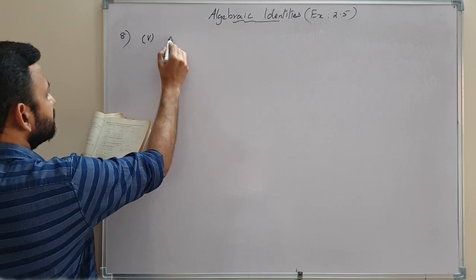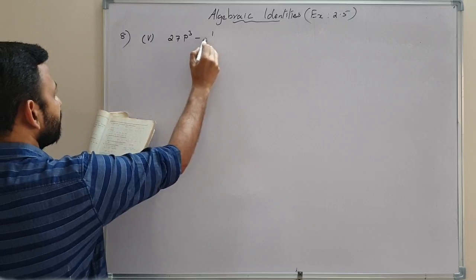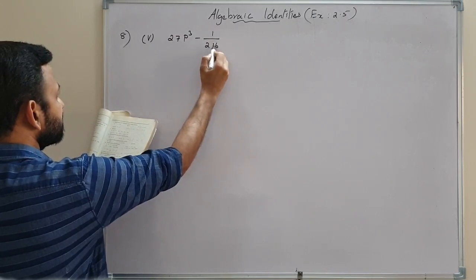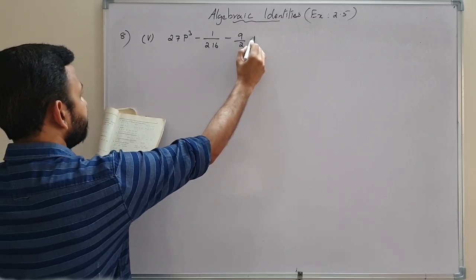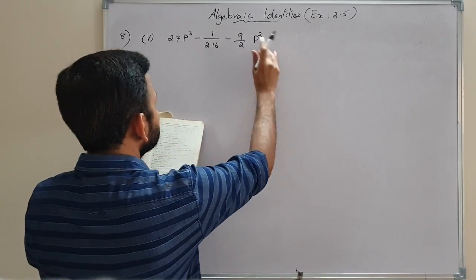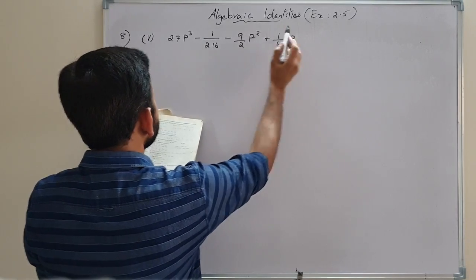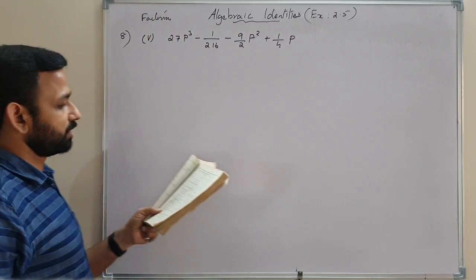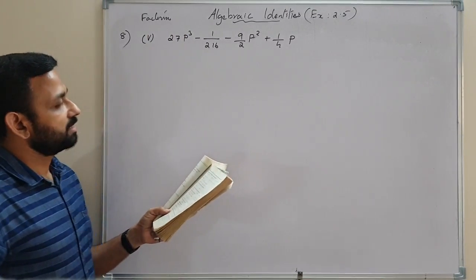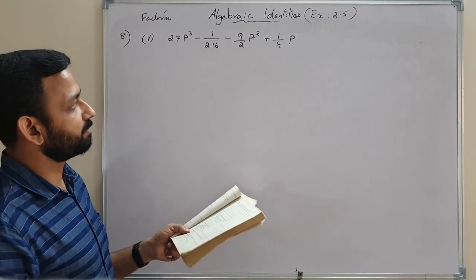Fifth part: 27p cube minus 1 upon 216 minus 9 by 2 p square plus 1 by 4 p. That question is factorize: 27p cube minus 1 upon 216 minus 9 by 2 p square plus 1 by 4 p.